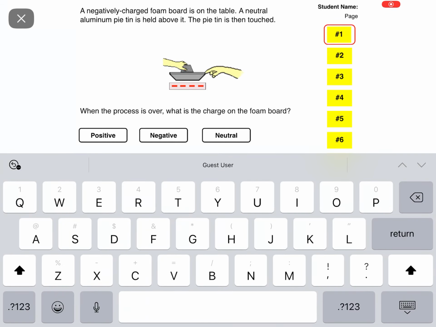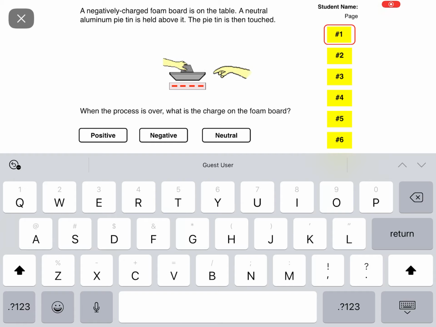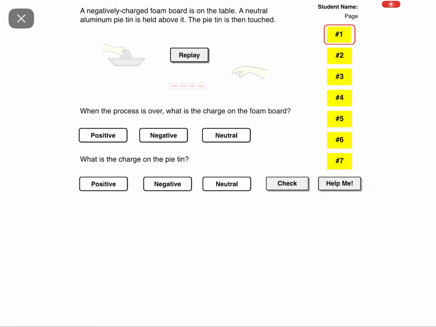When you bring the pie tin close, before the other hand touches the pie tin, what happens is, since you've got negatives there on the bottom, the negatives in the pie tin are going to want to run away. They're going to want to get further and further away from that charged foam board. So you're going to have positives closer to the bottom of the pie tin and negatives closer to the top of the pie tin. And then when the hand touches the pie tin, it grounds the tin, so it allows those electrons to leave, which leaves the tin positive.